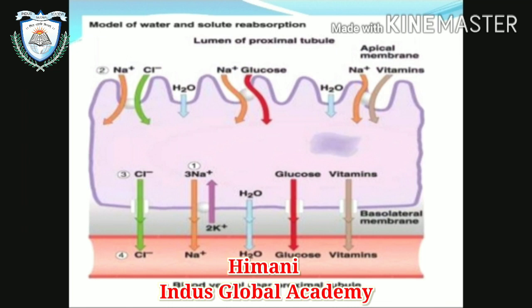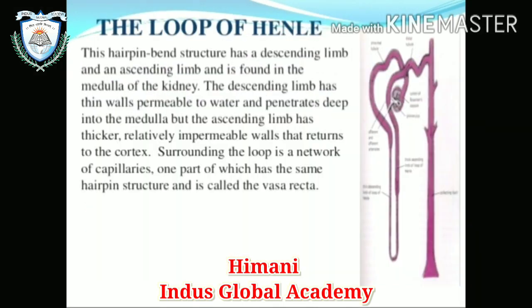Okay, so after that, the loop of Henle, or LH. This hairpin-shaped structure has a descending limb and an ascending limb, and is found in the medulla of the kidney. I told you there are two parts, the medulla and the cortex. The descending limb has a thin wall permeable to water and penetrates deep into the medulla. But the ascending limb has a thicker, relatively impermeable wall that returns to the cortex.